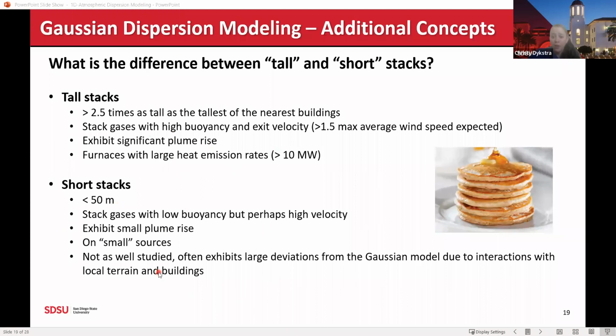Now, when they're smaller like this, so less than 50 meters, for example, it can be more tricky to model the plume rise and all of the other associated things, because there's going to be buildings and terrain around it that can disrupt how you model that plume. So for the most part, we're going to be sticking with tall stacks and assuming that for our group project, all of our stacks are tall stacks.